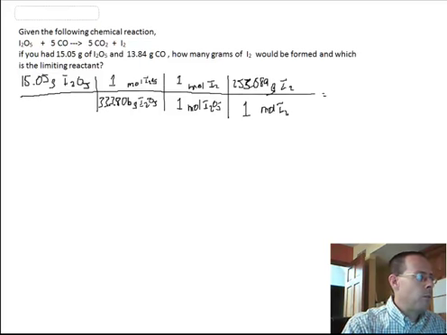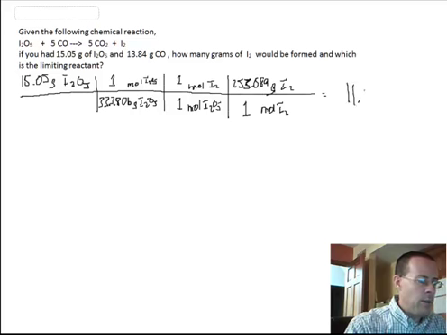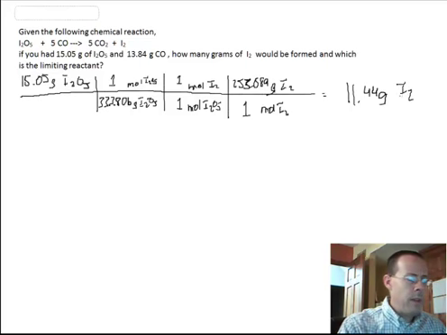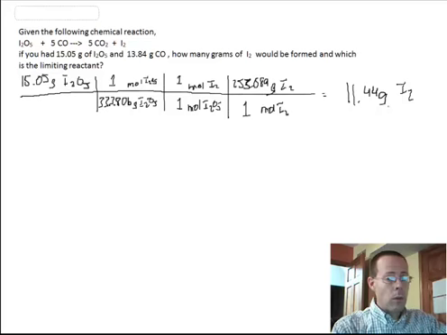Alright, so notice grams of diiodine pentoxide cancels, moles cancel, moles cancel. So we're just going to multiply across the top, multiply across the bottom, and simplify. And what we get is 11.44 grams of iodine. Okay? So really that's saying if we start with graham crackers, that's how many s'mores we can make.